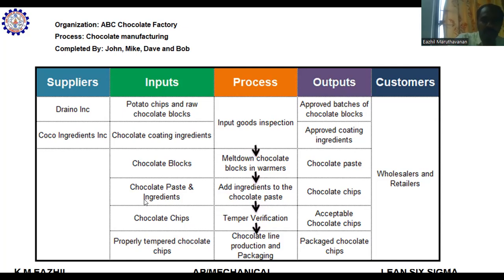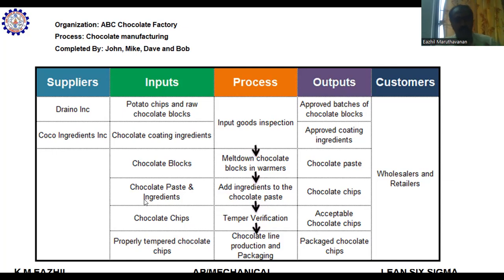Determine the inputs required for the process. The following are the inputs required at various stages of operations: raw chocolate blocks, coating ingredients, chocolate paste and ingredients, chocolate chips, properly tempered chocolate chips. The following are the suppliers, such as cocoa ingredient suppliers, which provide the inputs for the manufacturing units.